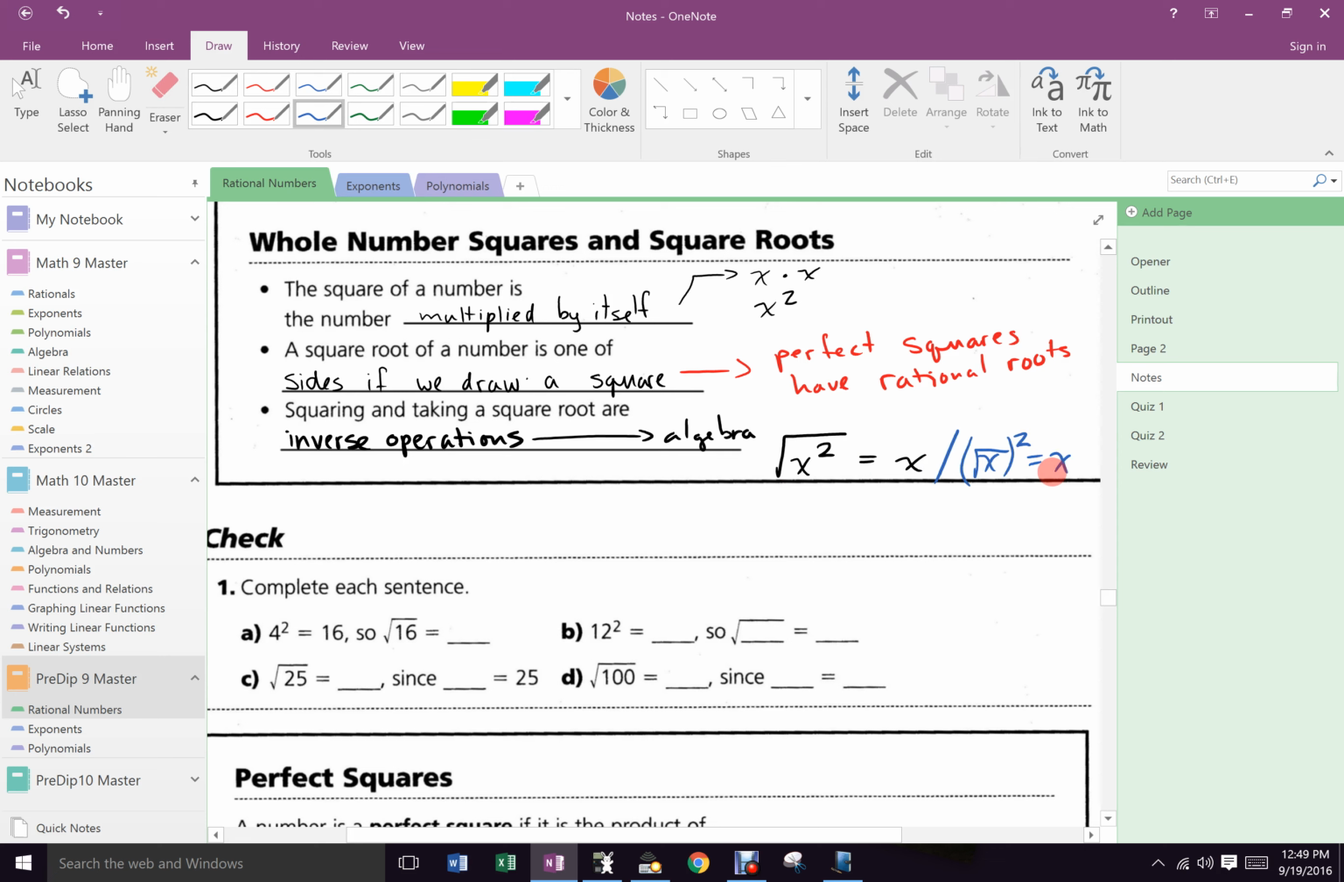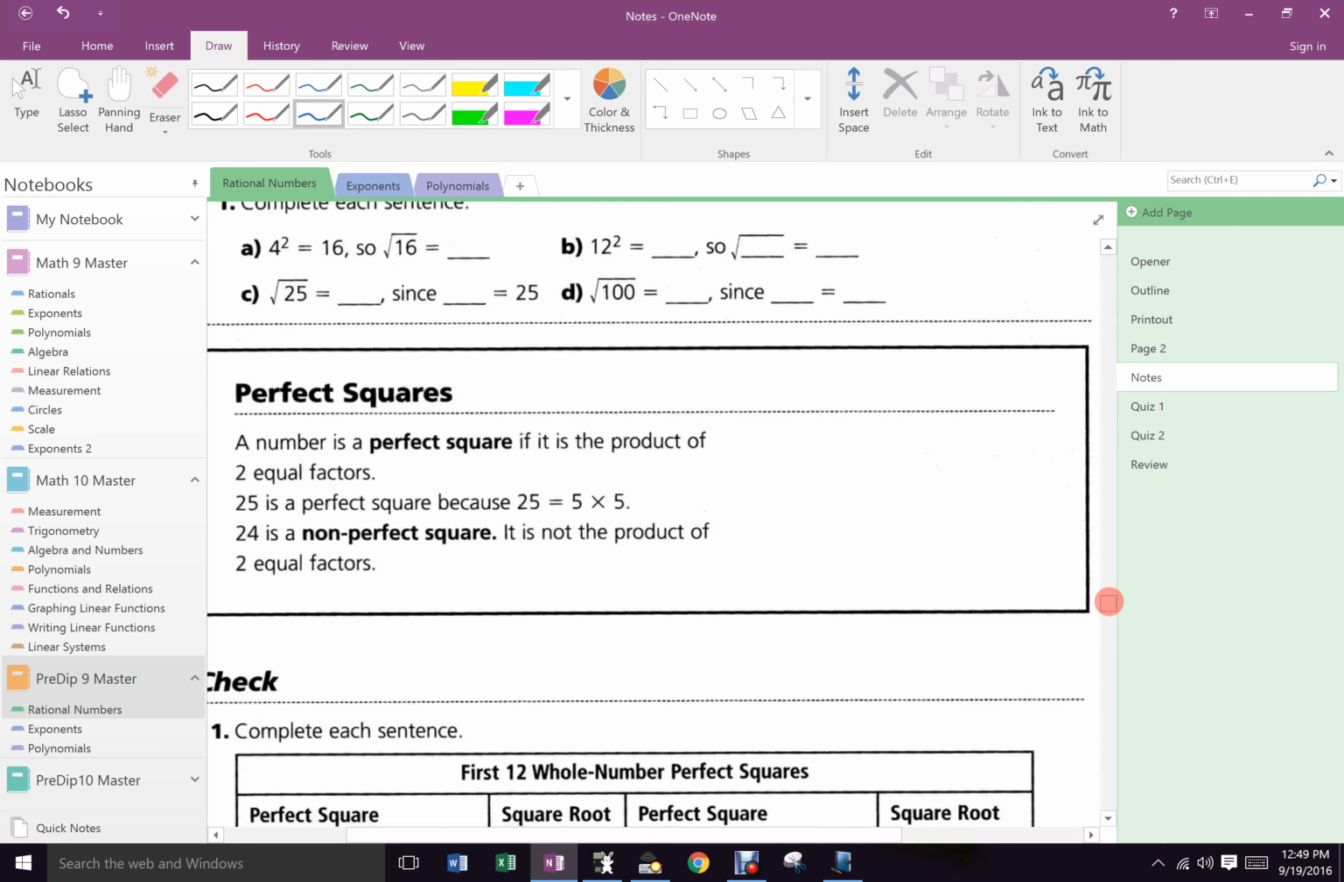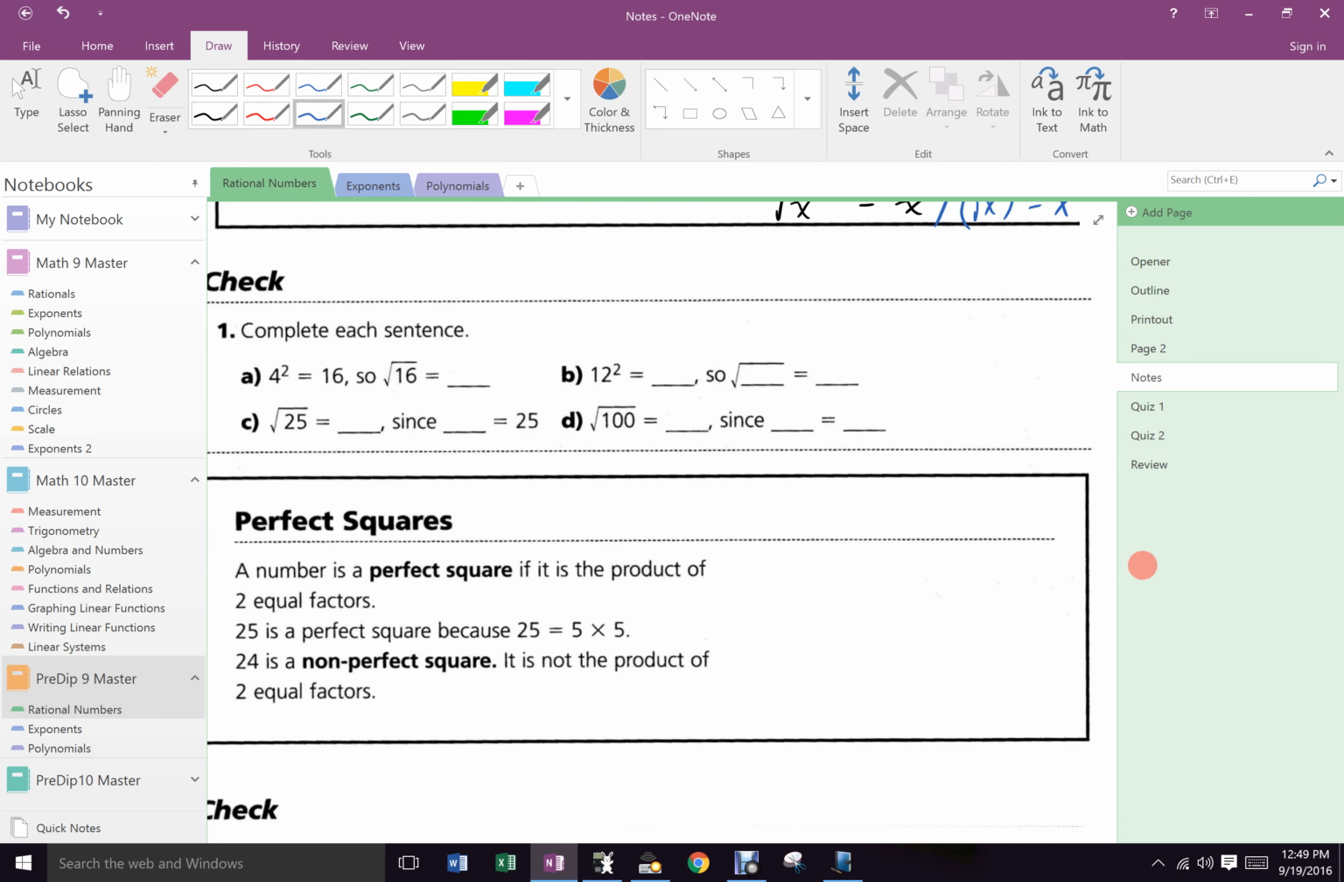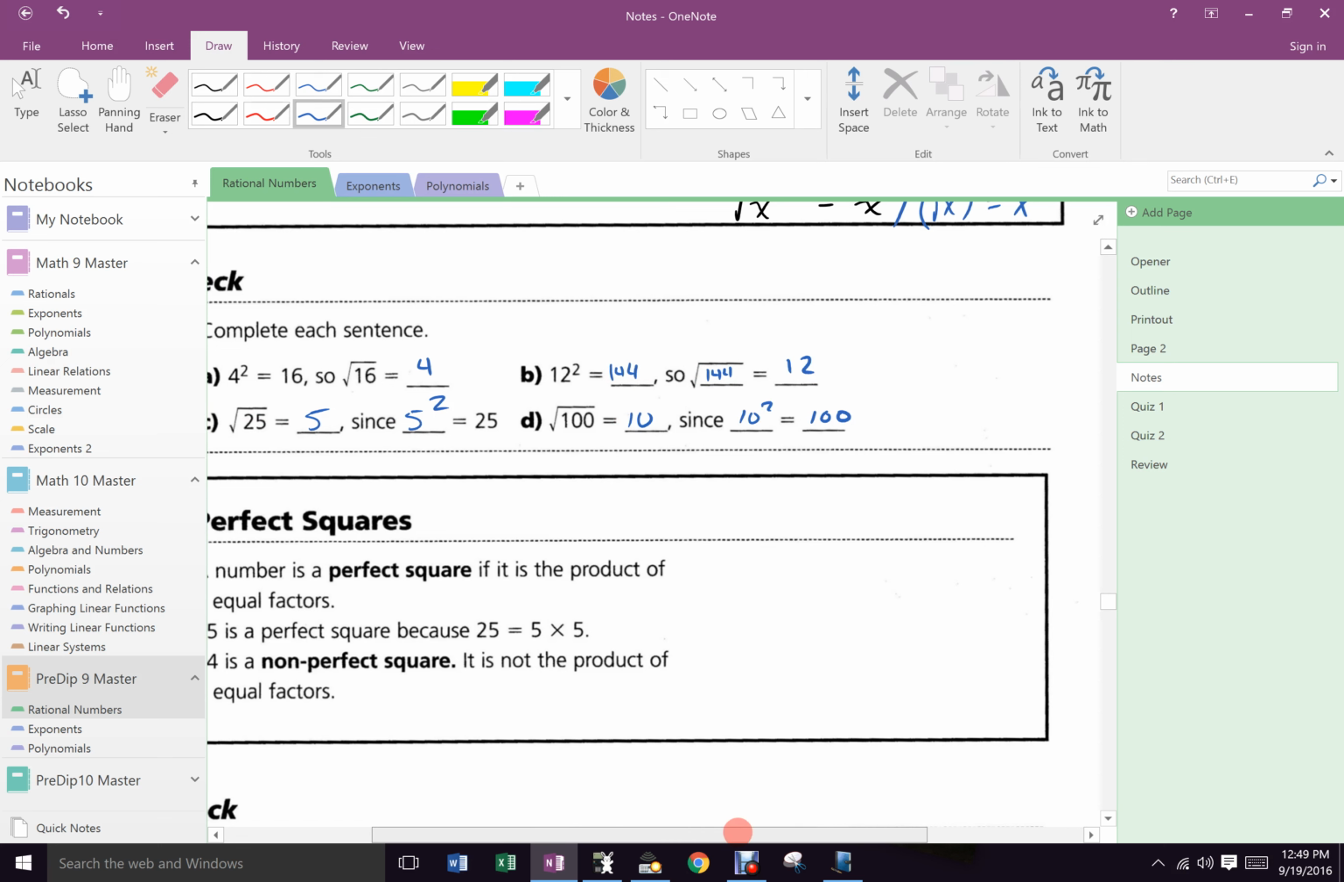Okay. So now, again, you already know this. This is just to get the terms properly in your head. 4 squared is 16. So the root of 16 is what? 4. 12 squared is what? 144. So the root of 144 is 12. Picking up what I'm putting down? Square root of 25 is? 5. And 5 squared is 25. Square root of 100 is? 10. And 10 squared is 100.